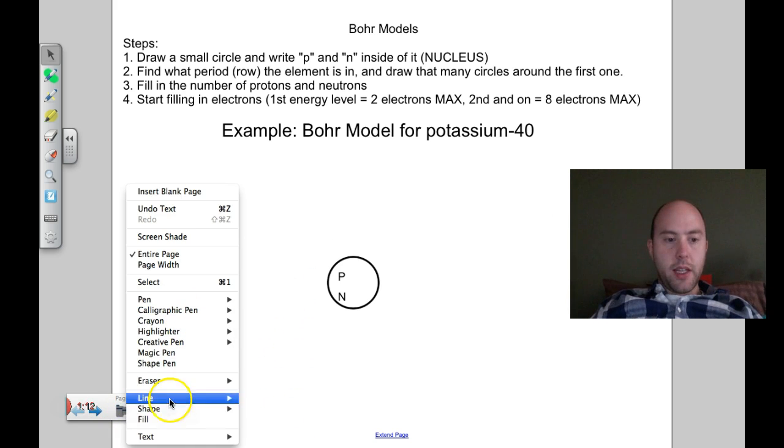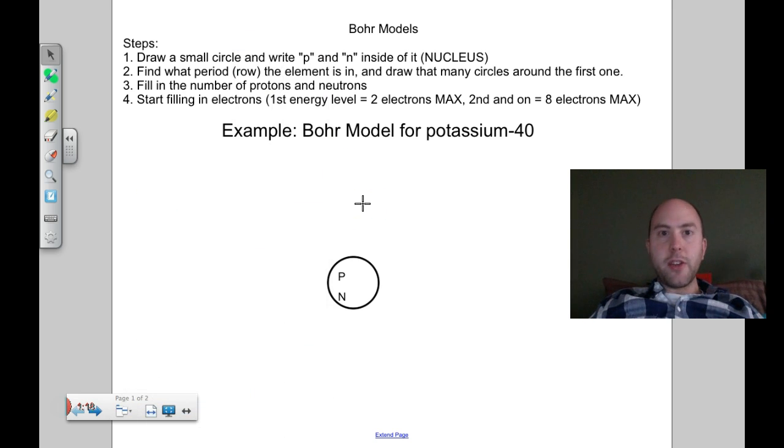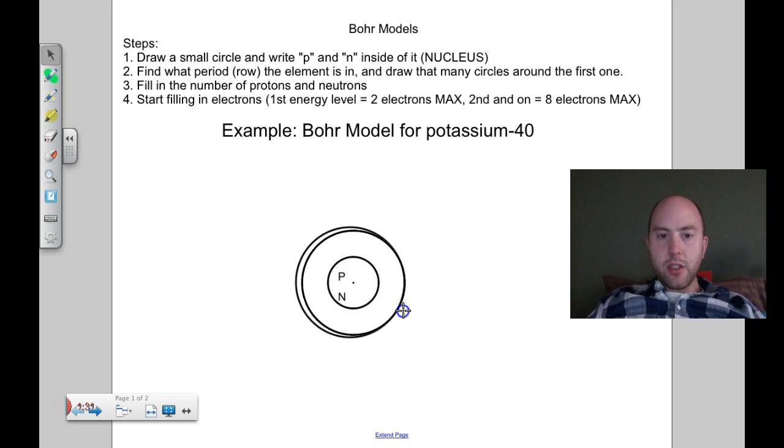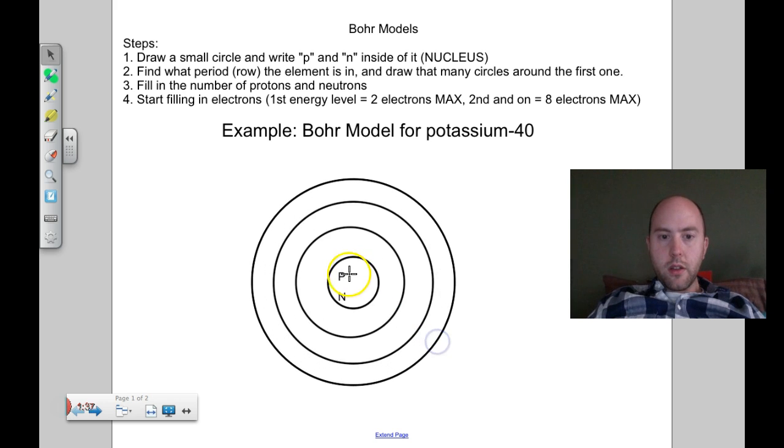So let me get out shape again. Whoops. That's my dog making noises. So I have to have 4 energy levels because, again, potassium's in the 4th period. So there's 1. Let me try to make this a little bit more centered. 2, 3, 4.